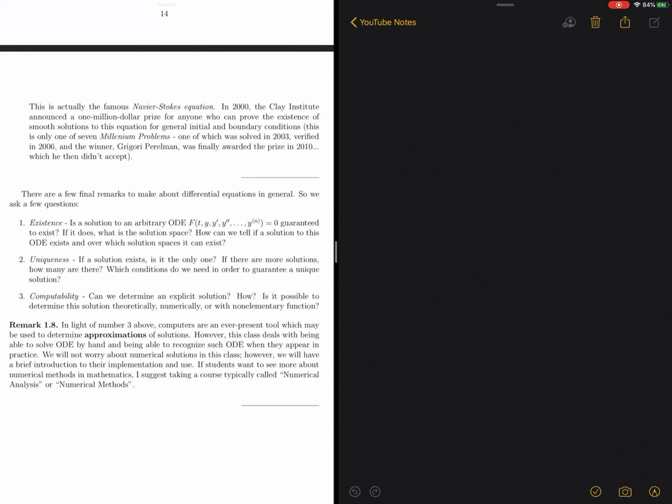Odds are its existence is unknown. Odds are you don't know about its uniqueness. You don't know if you even have a solution, and you don't know if it's the only one. And far from both of these, we don't know if we can compute these solutions in general. So it's kind of a bleak outlook.